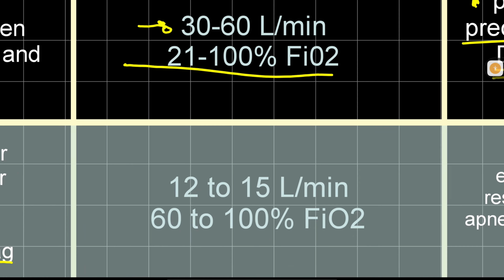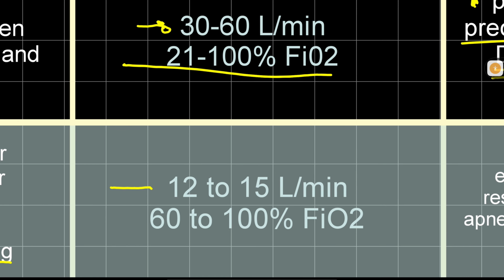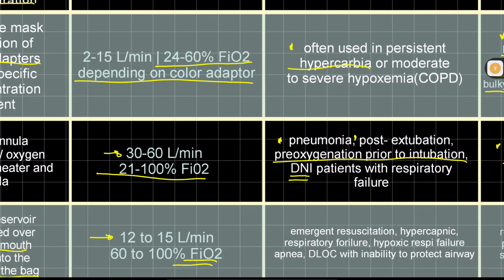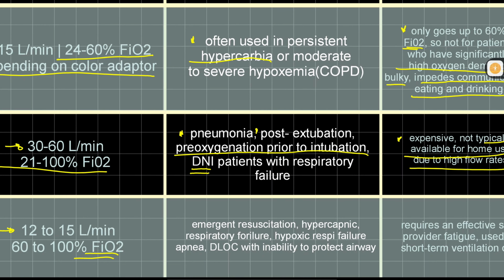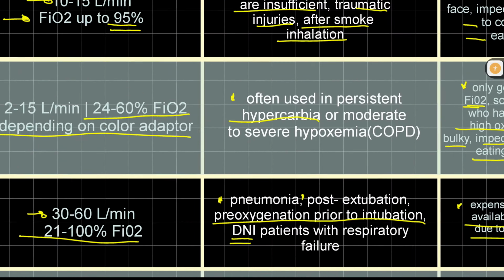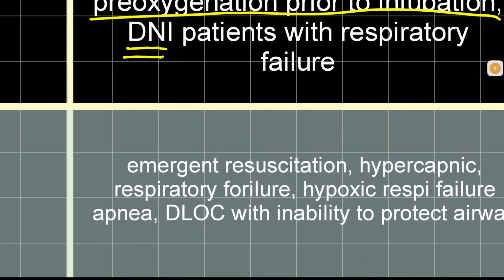Now, in terms of flow rate and FiO2, you can give 12 to 15 liters per minute, and 60 to 100% in terms of your FiO2. Pretty high level of oxygen, right? Now, when are you going to use a bag valve mask? When are you going to use it?